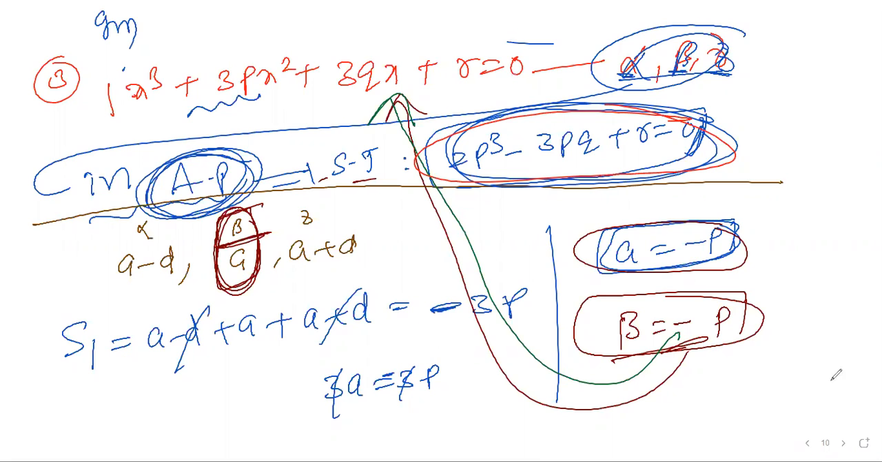Move to the next, the second case. What if the roots are in GP? Second, alpha, beta, gamma are in GP, geometric progression.